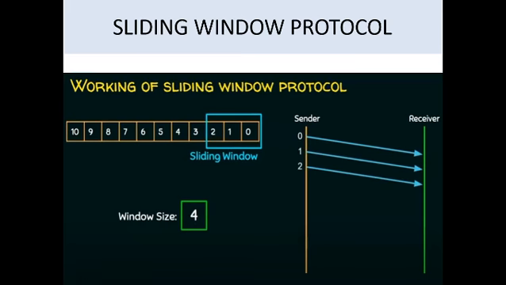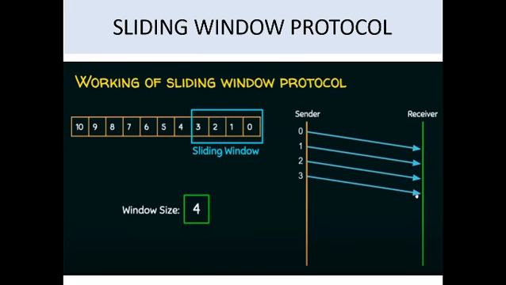Then in the next scenario, 3 frames have been sent. So the sliding window slid from the 0th frame, first frame, covering all these 3 frames. Then the 4th frame is getting sent. So 0, 1, 2, 3, 4. The sliding window is covering all 4 frames and the window size is 4.